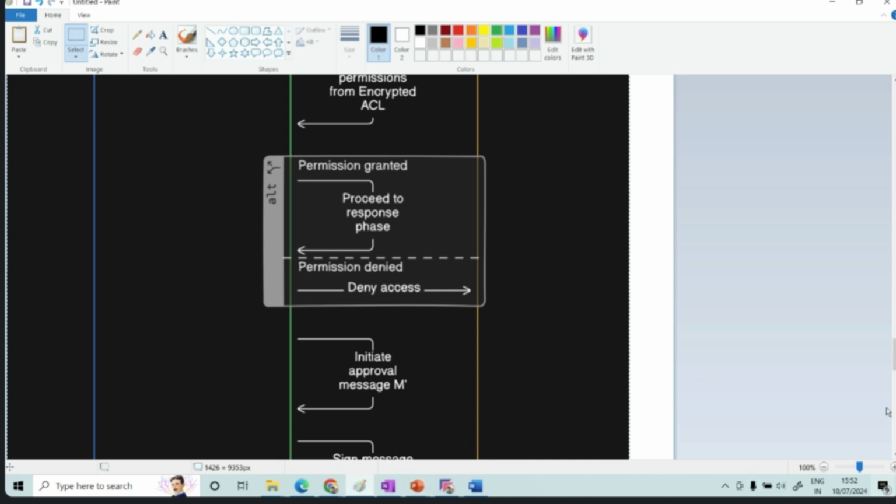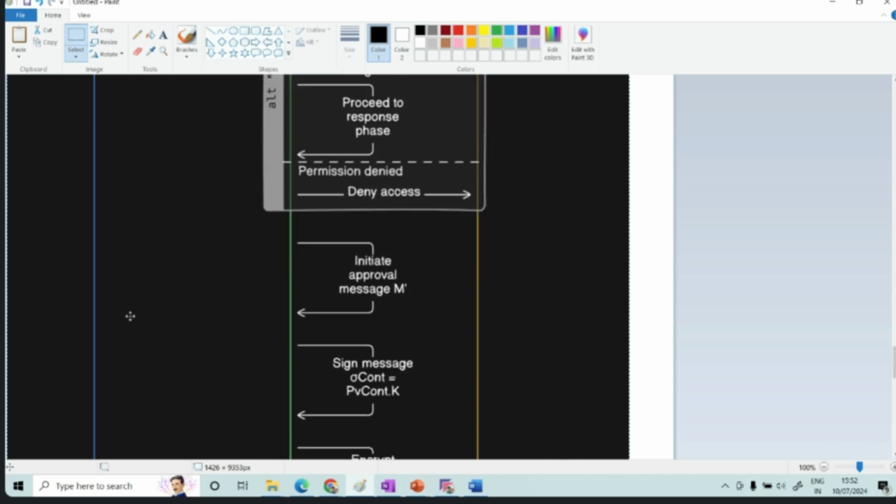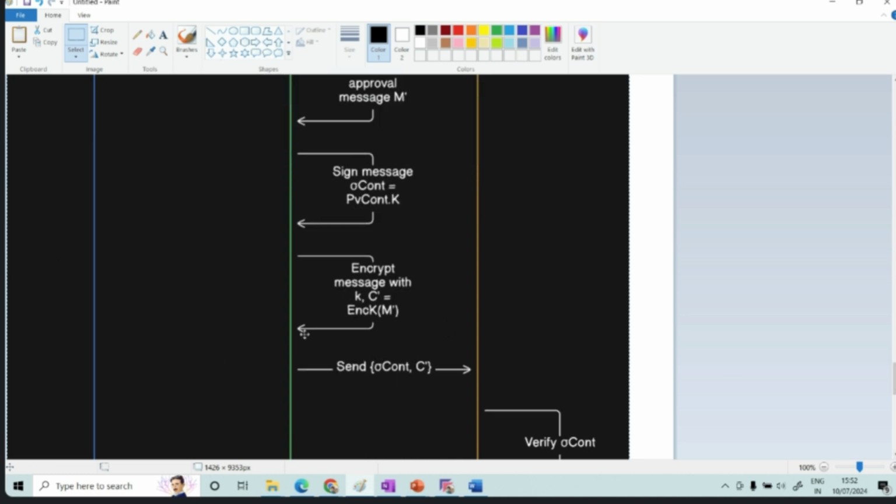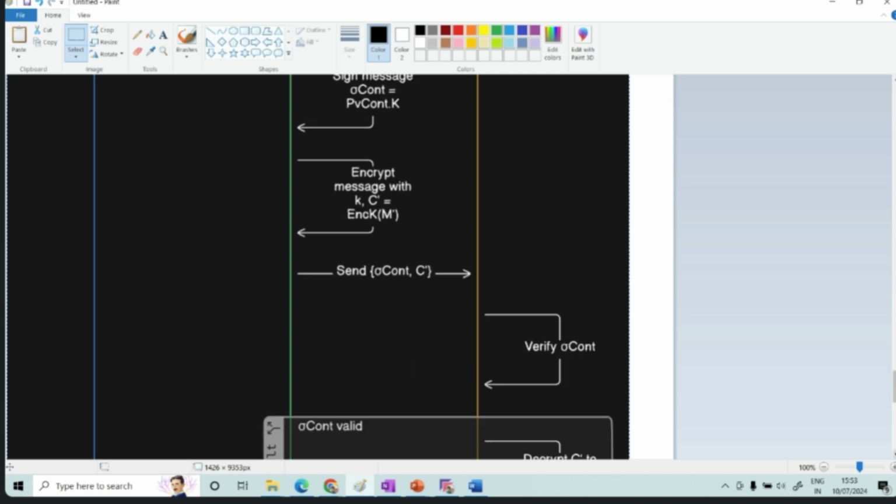Then it sends the initial approval message M dash, and then signs the message by using its private key. Then it encrypts the message with the key and sends the signature plus ciphertext, both the signed message and the ciphertext, to the farmer. If the permission matches, it proceeds; if there is a permission mismatch, then it will deny.